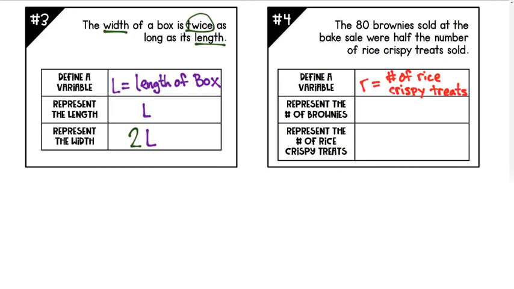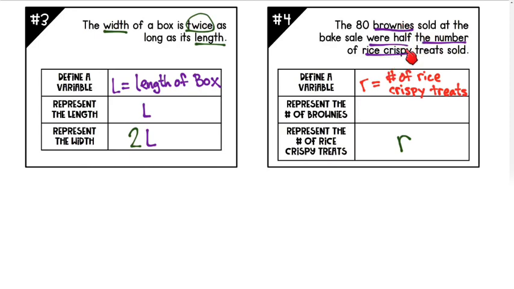And then in order to understand that, this first one, it says it represents the number of brownies. Well, I've already defined the variable for Rice Krispies, so I'm going to represent Rice Krispies by just writing R. Now if I have that as R, what would brownies be compared to R according to this information up here? Well, if we look at it, we can see that the brownies were half the number of Rice Krispies. So however many Rice Krispies I sold, brownies were half of that.